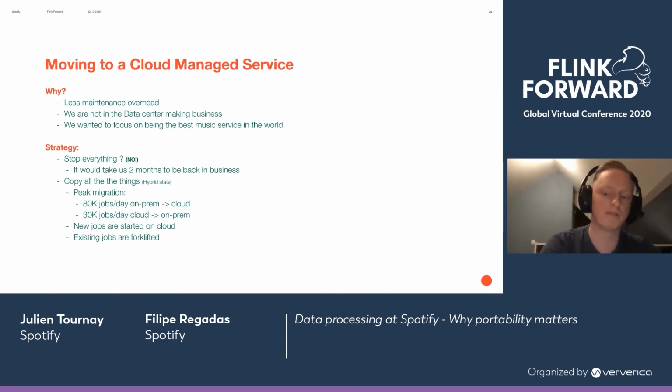So Spotify went with running the jobs on the cloud, and at the same time on-premise, and migrating gradually and copying the data along the way. So we had about 80,000 jobs just copying the data every day at some point. So the new jobs were written on the cloud, obviously, and the existing jobs were forklifted to the cloud.